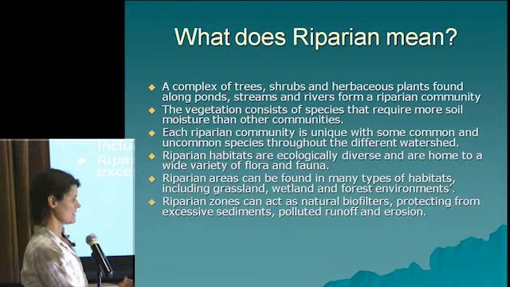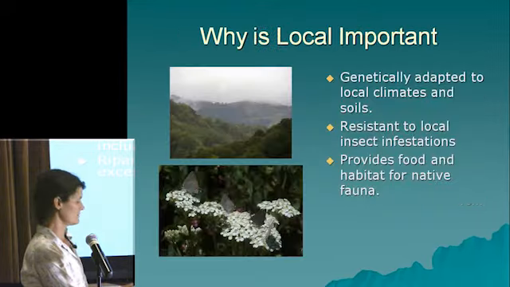Riparian areas, habitats are ecologically diverse and are home to a wide variety of flora and fauna. Riparian areas can be found in many types of habitats, including grassland, wetland, and forest environments. These zones can act as natural biofilters, protecting from excessive sediments, polluted runoff, and erosion.